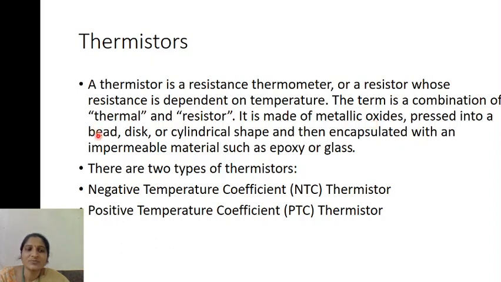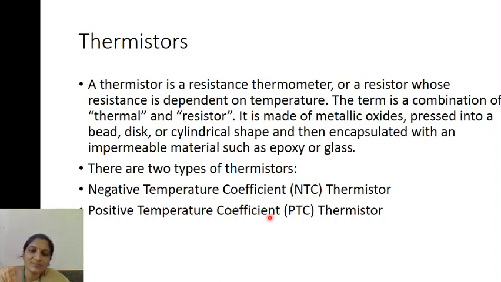These metallic oxides are pressed into bead, disc or cylindrical shape and then encapsulated with an impermeable material such as epoxy or glass. The different types of thermistors are the negative temperature coefficient thermistor and the positive temperature coefficient thermistor. Negative temperature coefficient means whenever the temperature increases, the resistance decreases. Both are inversely proportional.